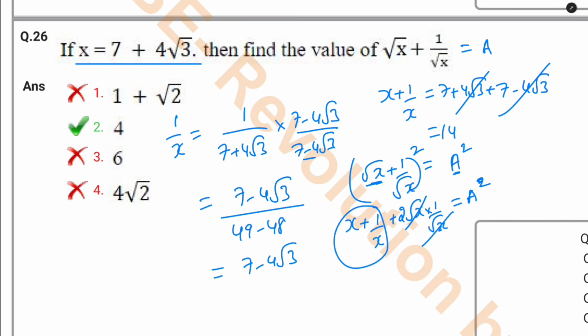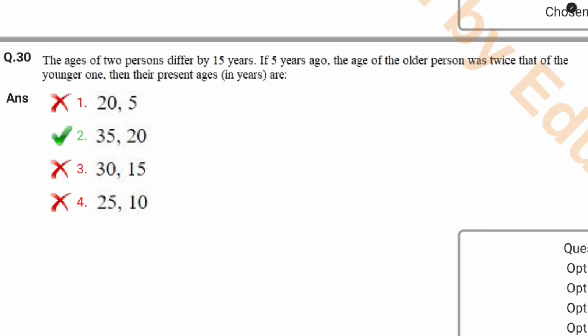So x plus 1 by x, this value will be 14. So 14 plus 2, it will be 16 equal to a square. Then a equal to square root of 16. Answer is 4. So this value will be how much? 4.